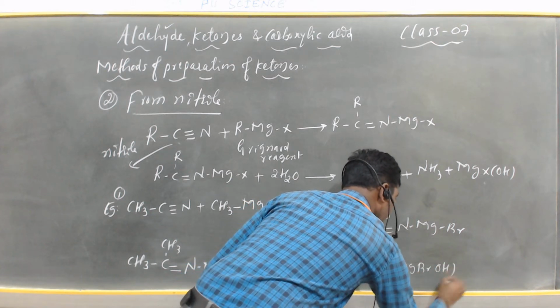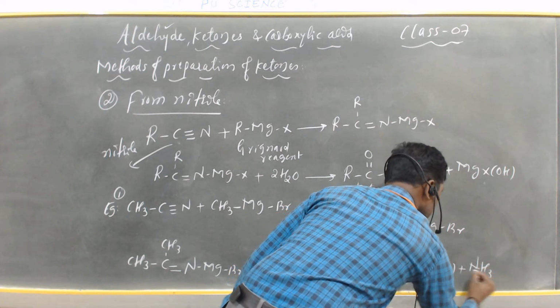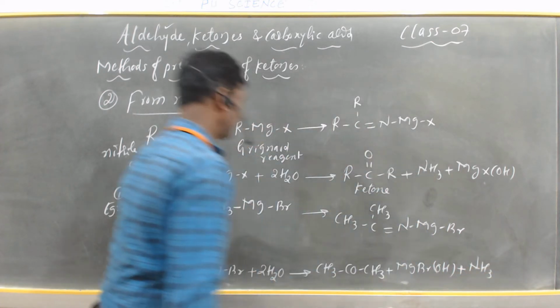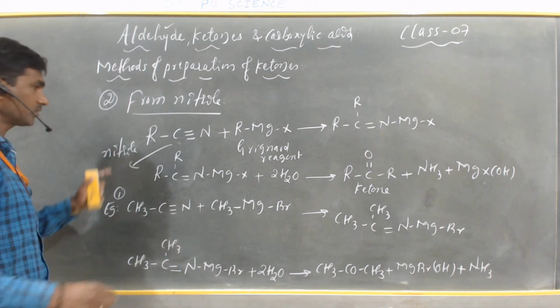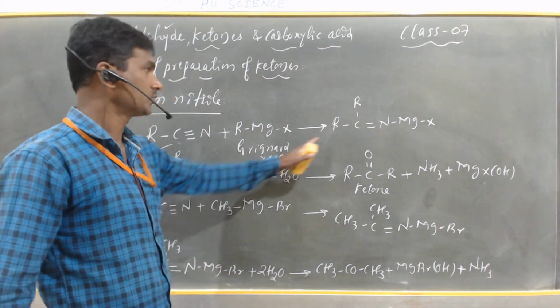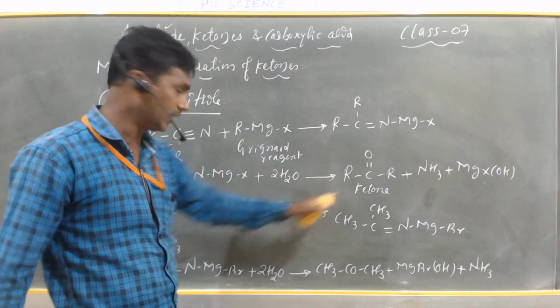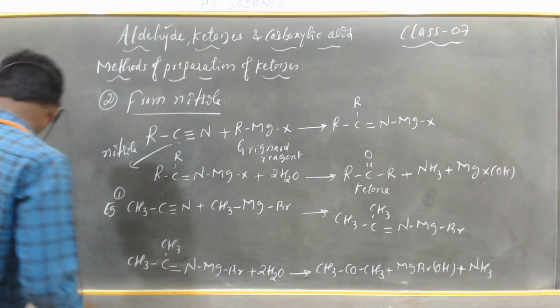MgBrOH plus ammonia. So what is this, anybody? Example. Here the nitrile reacts with the Grignard reagent, so it gives an addition product, which on hydrolysis gives what? Ketone. Example.